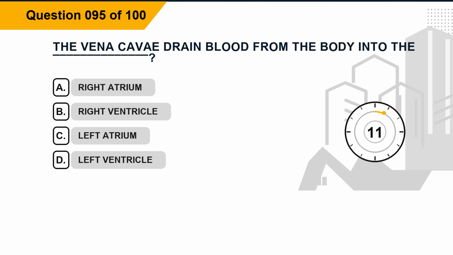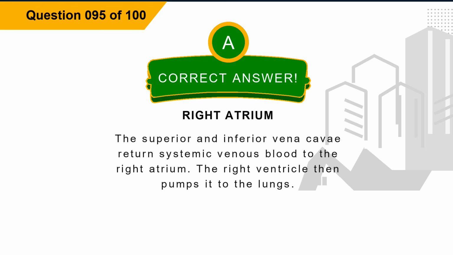Question 95. The vena cava drain blood from the body into the blank? Option A, right atrium. Option B, right ventricle. Option C, left atrium. Option D, left ventricle. The correct answer is option A, right atrium. Explanation: the superior and inferior vena cava return systemic venous blood to the right atrium. The right ventricle then pumps it to the lungs.